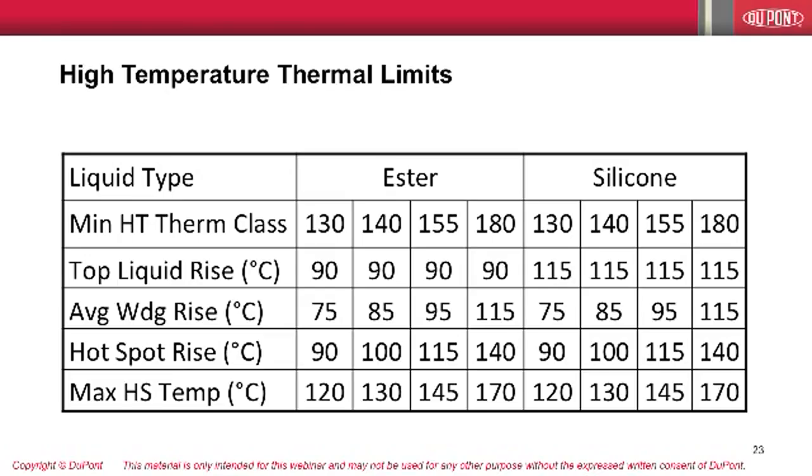A similar pattern is followed for the high temperature insulation system thermal limits. Ester liquids have a maximum top liquid rise of 90 degrees C with a 115 degrees C limit for silicone. 4 different thermal classes are shown for each liquid. The average winding temperature rises are then 75, 85, 95, and 115. The maximum hottest spot temperature for each system is 10 degrees C less than the thermal class temperature.